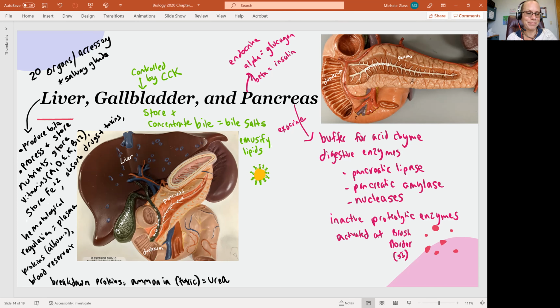Up next, we're going to compare the difference between the absorptive and the post-absorptive state. So stay tuned.